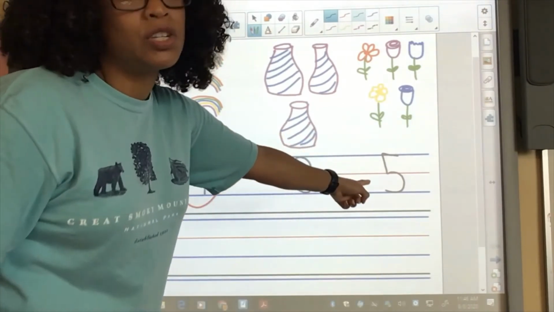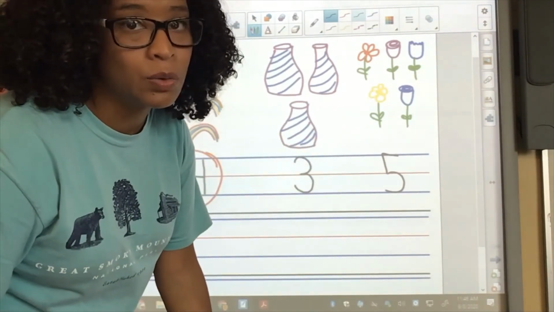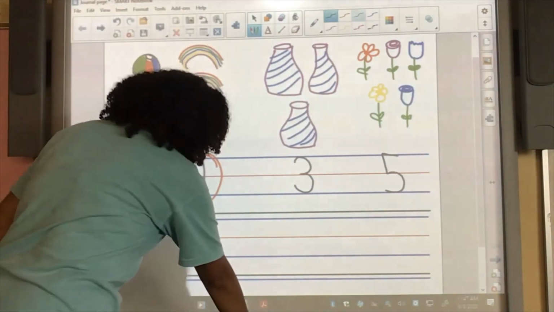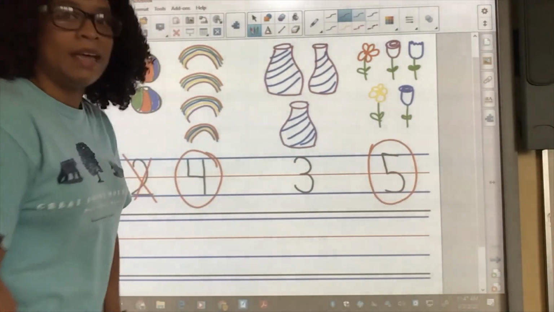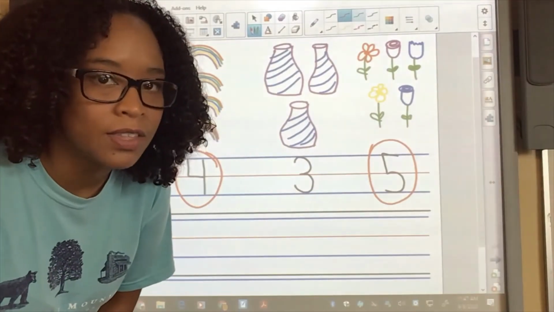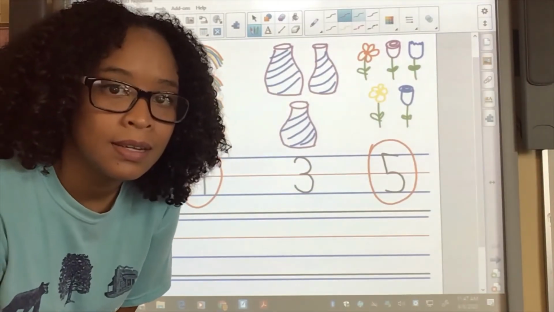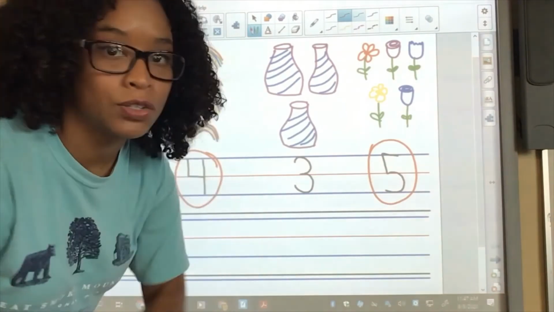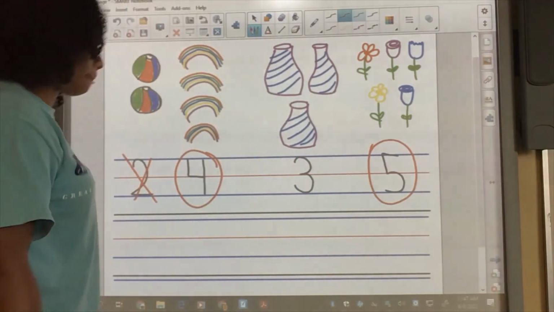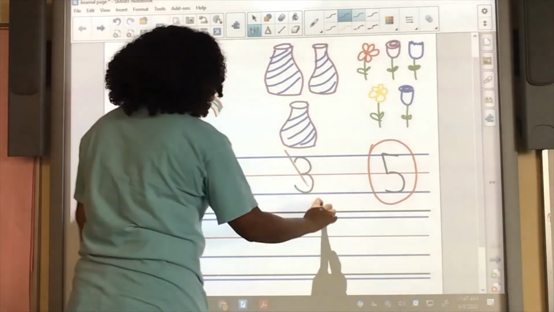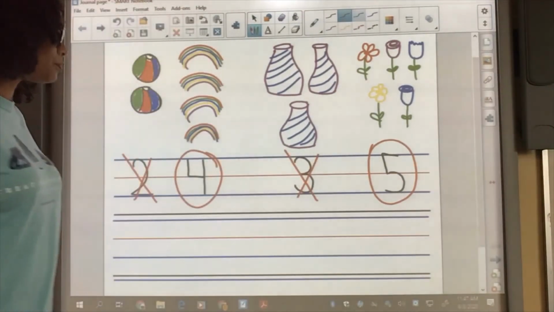So how are we going to show that that 5 is greater? We're going to do what to it? We're going to circle it. Circle it. And if our 5 is greater, then our 3 is what? It's less. It's smaller. So what are we going to do to our 3 to show that our 3 is less than? We're going to X it out. Put an X on it.